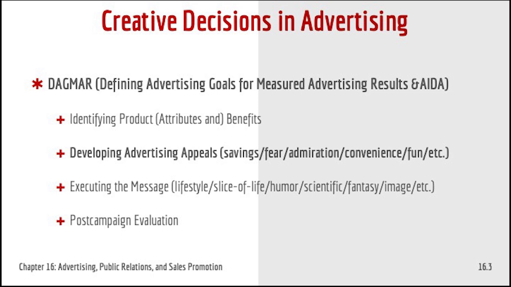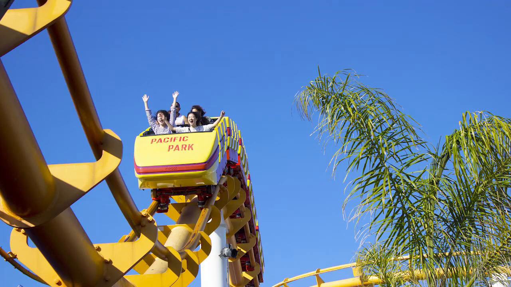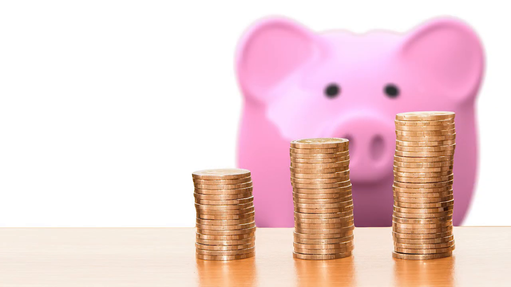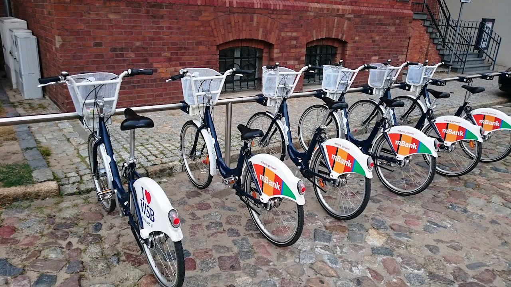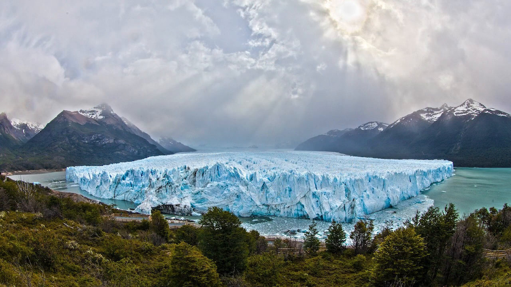Step 2. Developing advertising appeals. This refers to what specifically should be stressed. In our example, the thrill of the ride may have a fun and pleasure appeal, which may be emphasized. Other common appeals include money savings, health, fear, convenience, admiration of others, environmental consciousness, etc. And this is not an exhaustive list by any means.